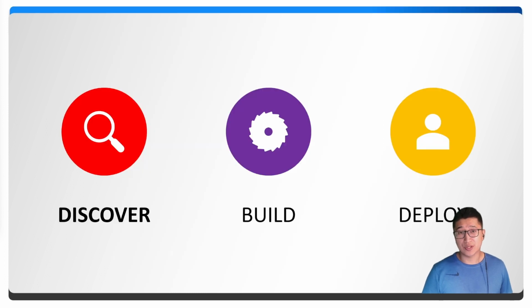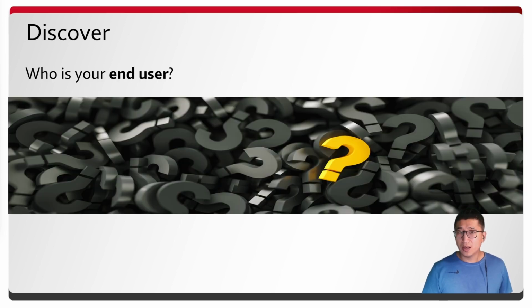So now that we know what the challenge is, let's talk about my three steps to make a Power BI report: discover, build, and deploy. The first thing to always find out is who is your end user, the actual audience of the report. This is maybe the most important question, because who the end user is can drastically change the features you need to include in the report.